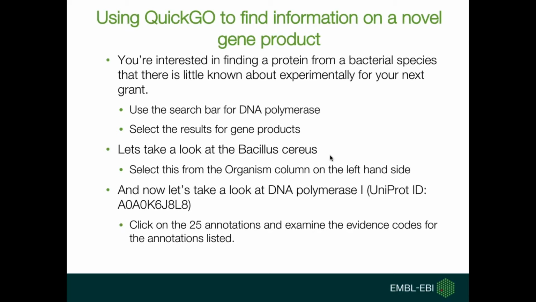We're going to select the results for the gene products, and then we're going to pick a particular species. In this case, we took Bacillus cereus, and we filtered this from the organism column on the left-hand side, and we're going to take a look at DNA polymerase 1 from that list.